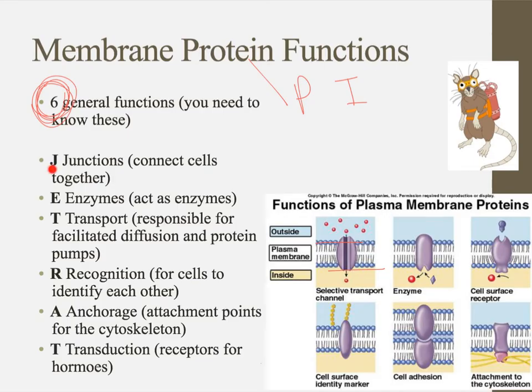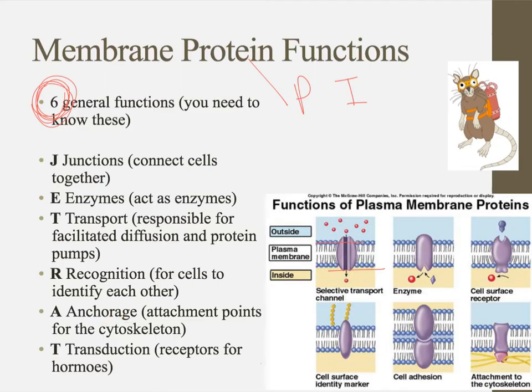Okay, so they can function as junctions. They can literally connect cells together. They can function as enzymes, so proteins embedded in the cell membrane can facilitate cell reactions. The big one we're going to talk about is transport, moving molecules into or out of the cells. Recognition, which we talked about, being able to recognize one cell from another.